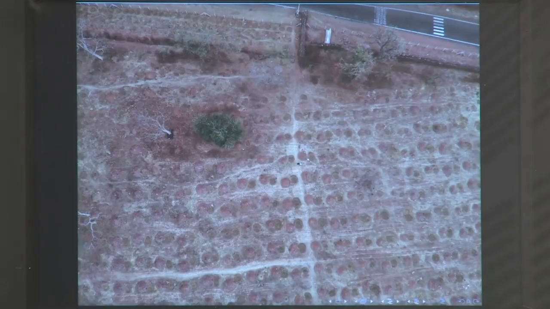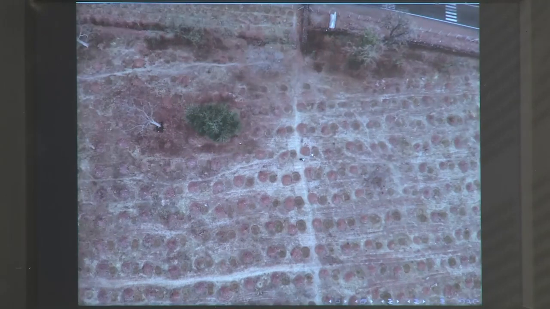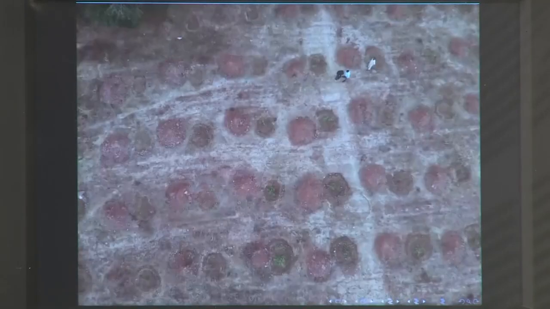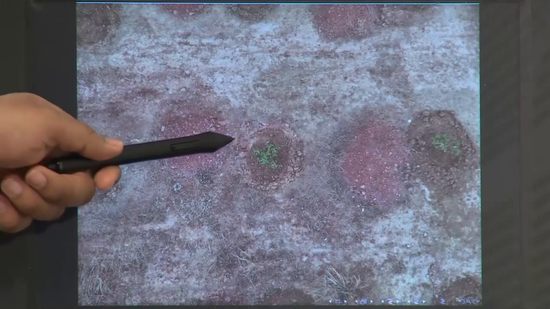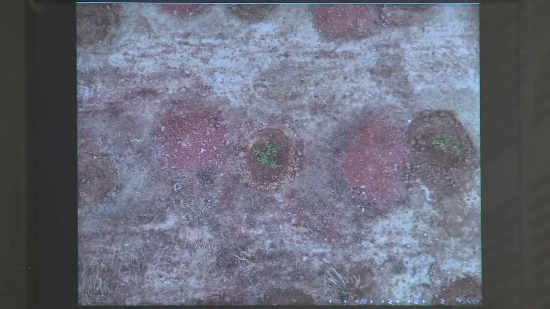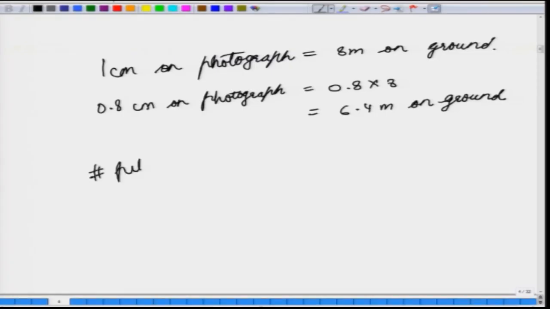Now, another use is that if you look at this image, if you flew the drone at a lower height, you get much more information. So, for instance, here you can see that you have a plant, you can even see the leaves of this plant, and you can make use of this information to get, for instance, the survival percentage in your plantation. In that case, you will find the number of plants planted, and the second thing will be the number of living plants.